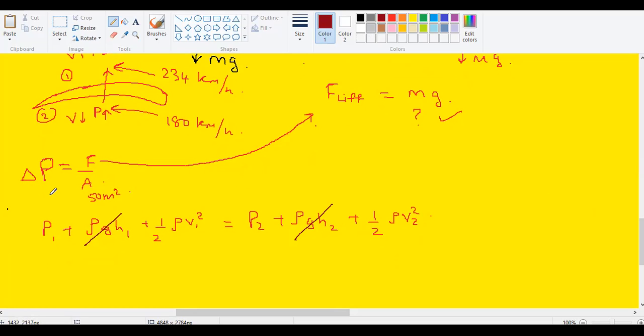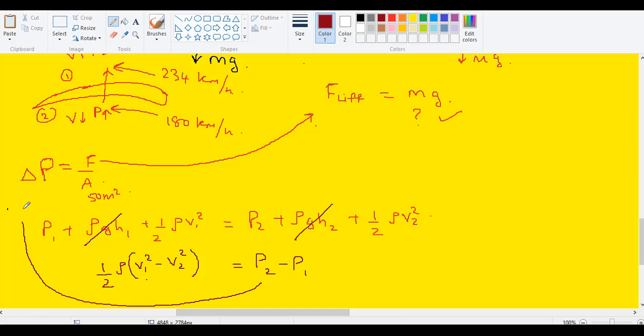So I'm interested in finding, since I said this pressure is higher, P2 minus P1. We already did this in the last class. So P1 comes on this side, this comes on this side: half rho times V1 square minus V2 square. That's all. So this should go over here. Then multiply by the area, put it over here, and we'll get the answer.